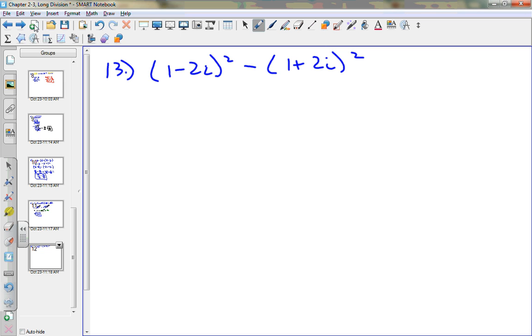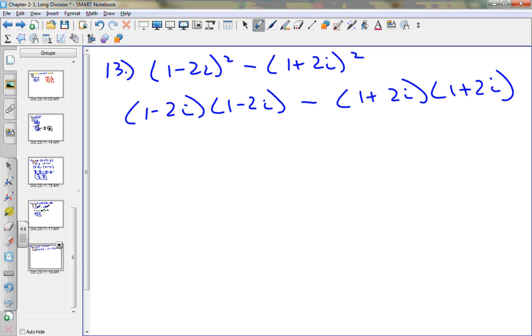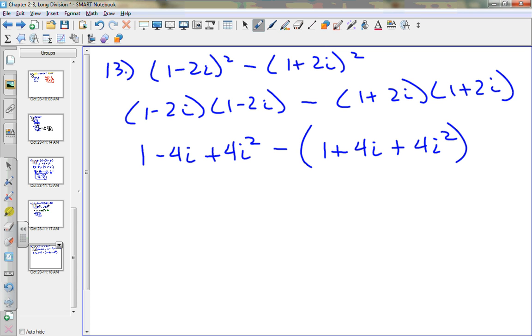No. 1 minus 2i times 1 minus 2i, minus 1 plus 2i times 1 plus 2i. Now, you should have learned the trick in multiplying a binomial by itself. It's the first term squared, so 1 times 1 is 1. Then 2 times the first times the second, so multiply those together and multiply them by 2, so that's going to give you negative 4i, plus the last term squared. Minus a quantity, 1 plus 4i plus 4i squared.